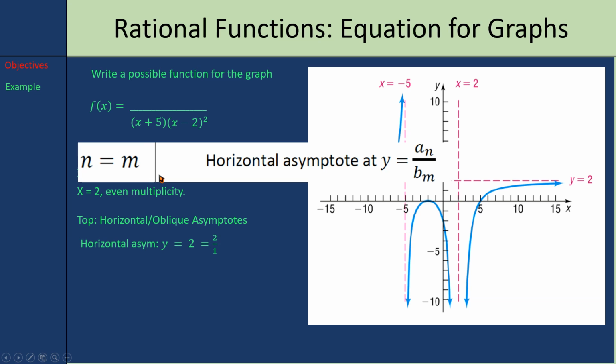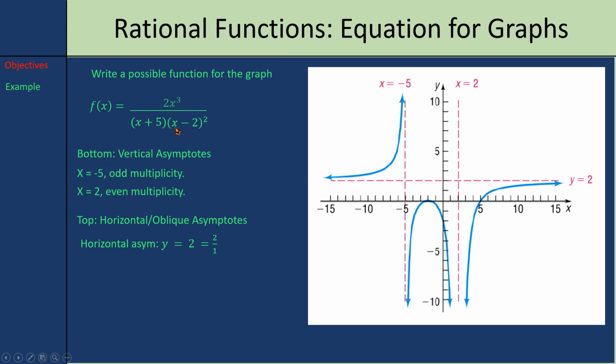So here, my horizontal asymptote is at y is equal to 2, which is 2 over 1, which is a is 2, b is 1, right? And the degree has to be the same. So on top, I have 2x cubed.